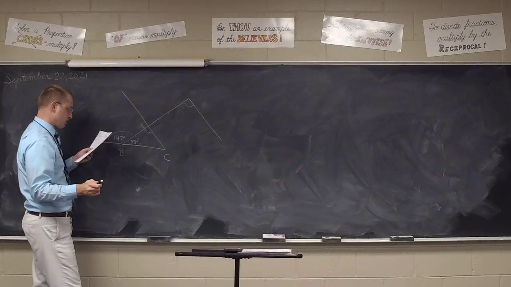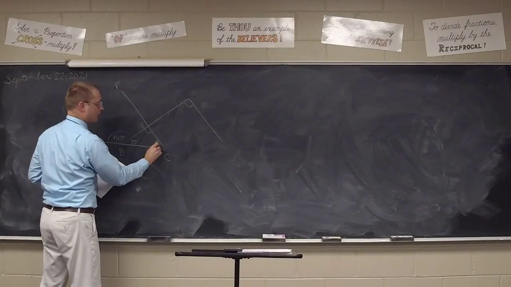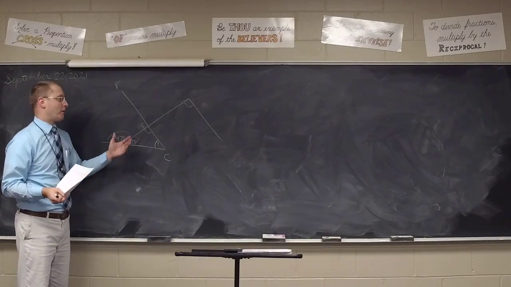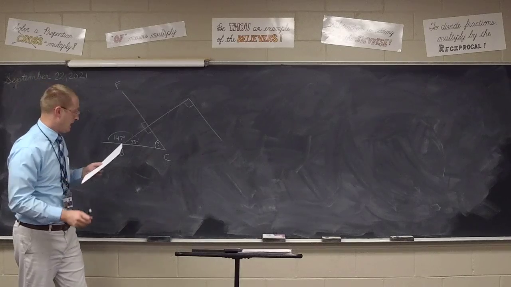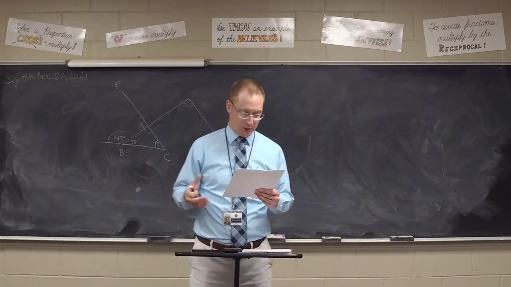But it asks, what's the measure of angle FCB? Well, we know that the two acute angles of any right triangle are complementary. And when you subtract the 33 from the 90, you'll get 57 degrees. Does that make sense now? So just a lot of geometry in there.